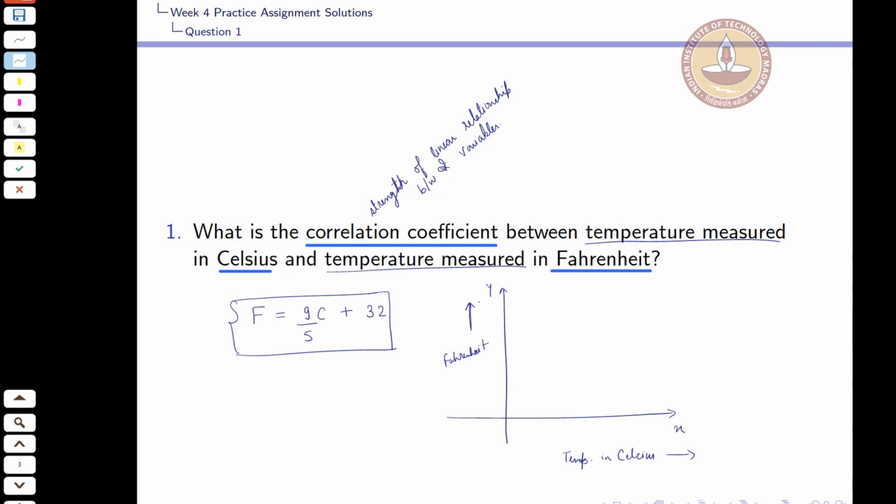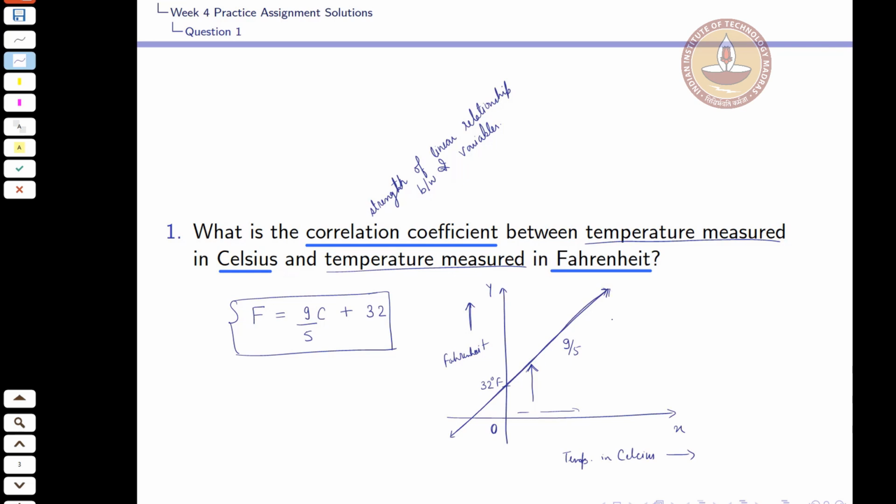This is temperature in Fahrenheit. We'll start from 0. The graph will look something like this, where 32 is the y-intercept, this is 32 degrees Fahrenheit, and 9 by 5 is the slope of this line. As you can see from the graph, as temperature in Celsius increases, temperature in Fahrenheit also increases, and all the points fall on this line.